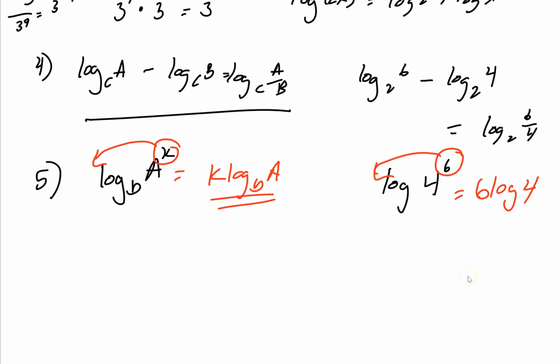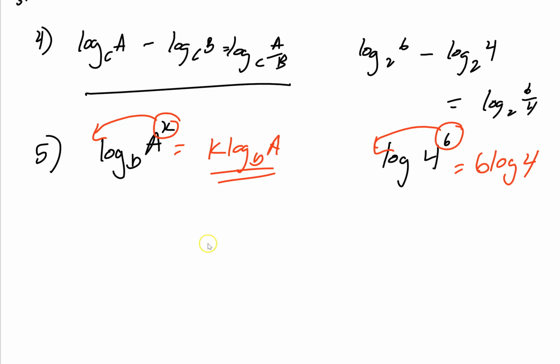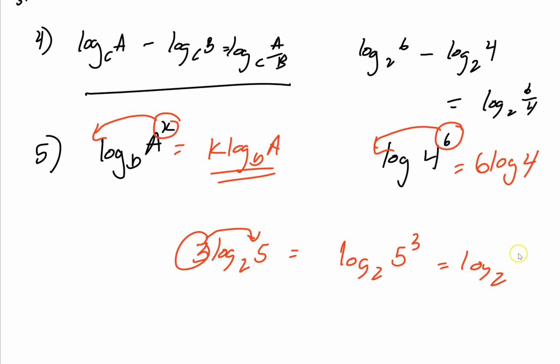And again, it works both ways. If I give you, let's say, 3 log base 2 of 5, you can move the 3 to a power. So it's going to be log base 2 of 5 to the 3rd, or if you want, log base 2 of 125. So those are the 5 major log rules, right?